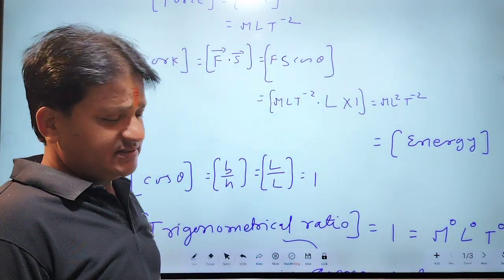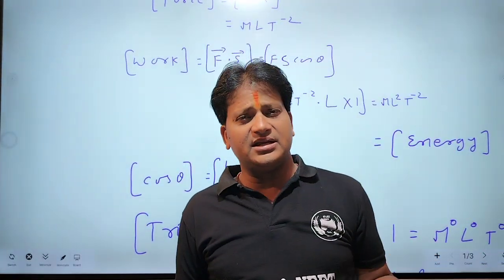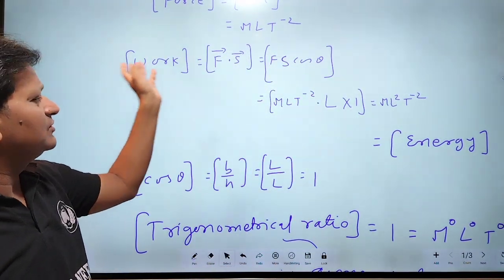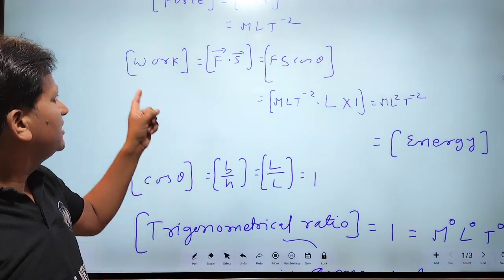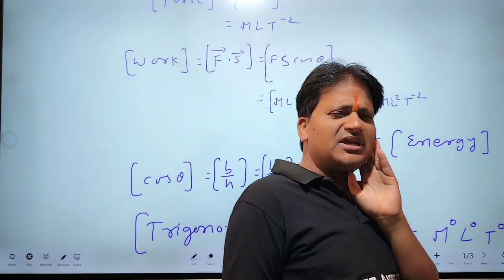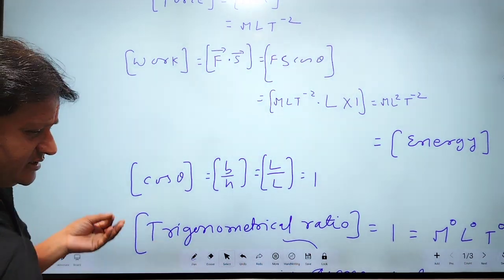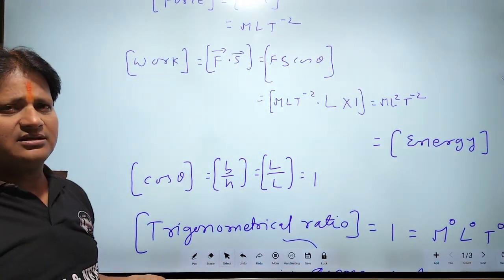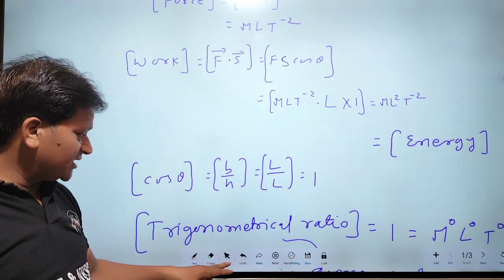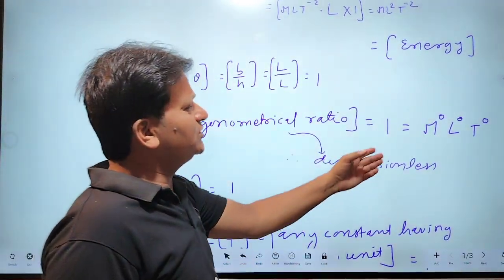The dimension of any energy, like potential energy, kinetic energy, heat energy, is equal to that of work. The dimension of work will be equal to the dimension of any type of energy, such as potential energy, kinetic energy, heat energy, electric potential energy, etc. The dimension of cos theta or any trigonometrical ratio will be equal to 1.